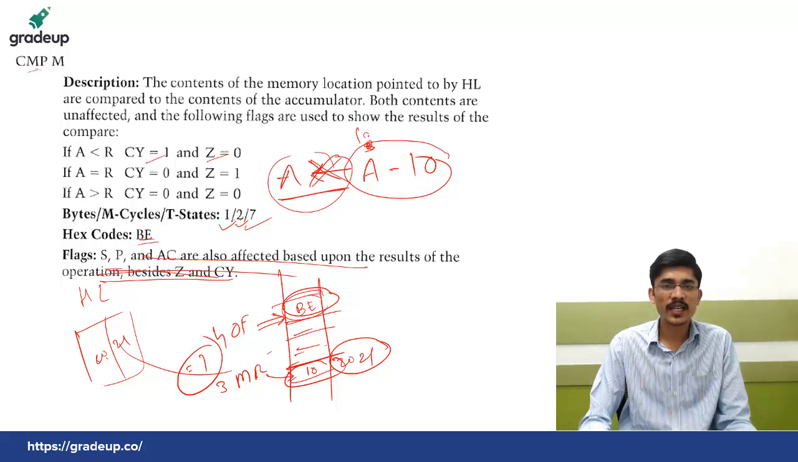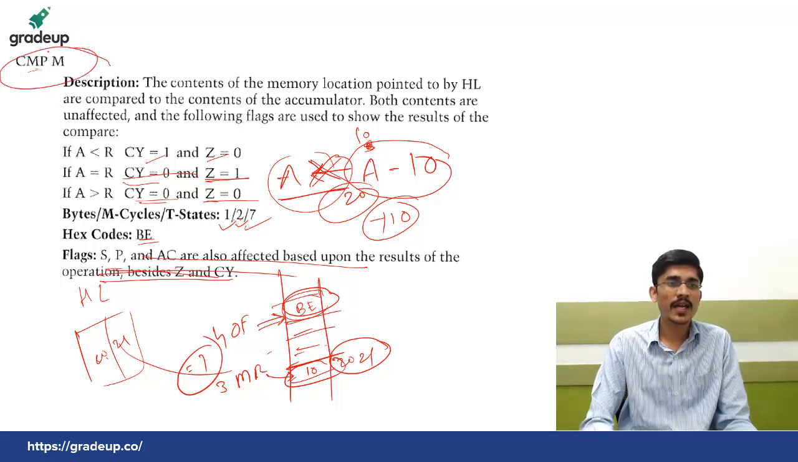Suppose the accumulator is 10 only, so 10 minus 10 is 0, so the carry flag will be 0, but the zero flag is 1 as the result is 0. Suppose the accumulator has 20, so 20 minus 10 is 10, which is positive, so carry will be 0 as well as the zero flag is also 0. So this is how the compare M instruction works.